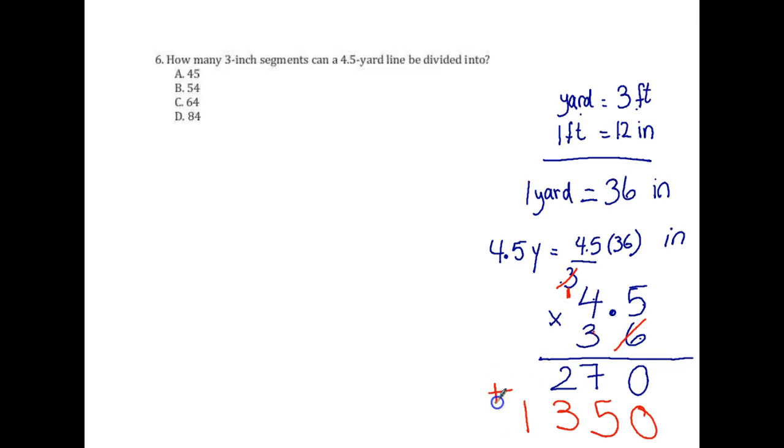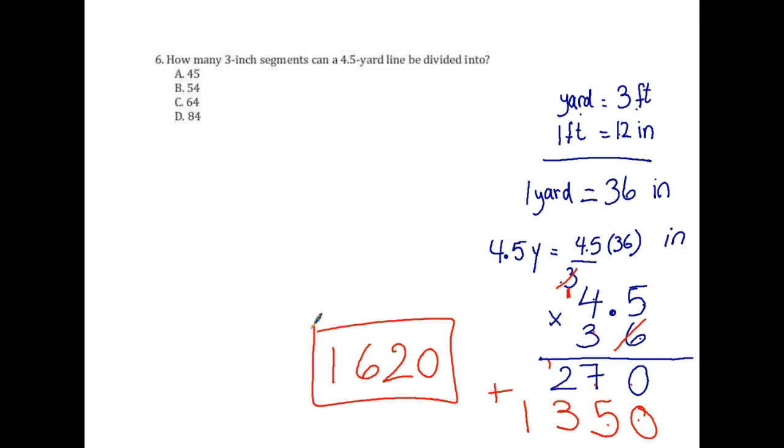Then you add. So 0 plus 0 is 0. 7 plus 5 is 12, 2 and carry up 1. 2 plus 3 is 5, plus 1 is 6, and 1. So 1,620.